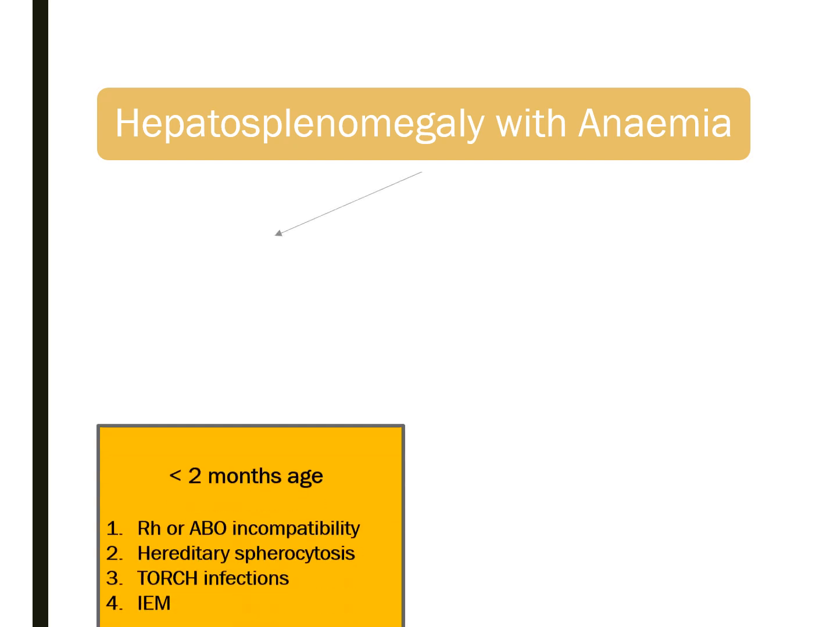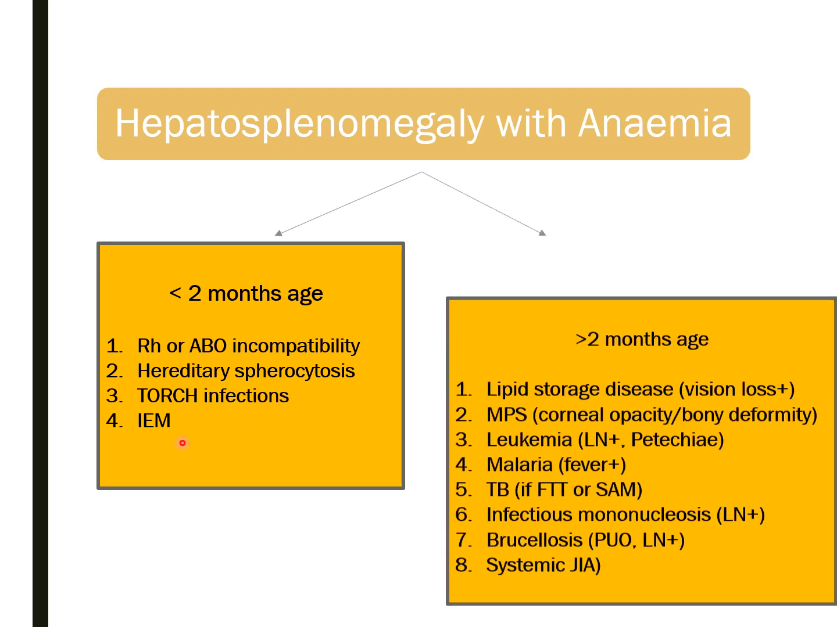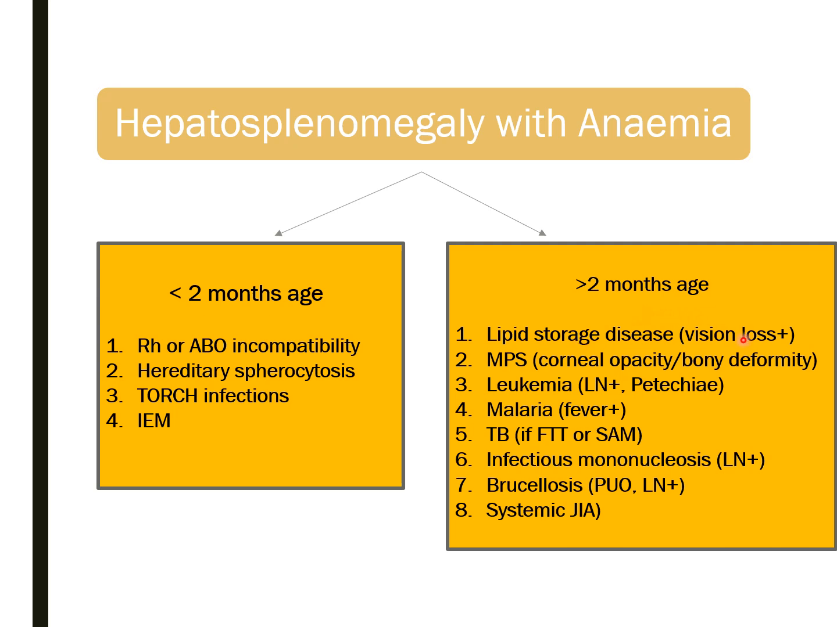If hepatosplenomegaly with anemia is in the less than 2 months age group, think about Rh-ABO incompatibility, hereditary spherocytosis, TORCH group of infection, and inborn error of metabolism. In the more than 2 months age group: lipid storage disorder, in which vision loss will be present; MPS, mucopolysaccharidosis, in which corneal opacity and bony deformity will be there; leukemia, when lymph node enlargement and petechiae will be there; malaria, when fever will be there; TB, when the patient is FTT and malnourished; infectious mononucleosis, associated with lymph node enlargement; brucellosis, which will present as PUO with enlarged lymph nodes; and systemic JIA.